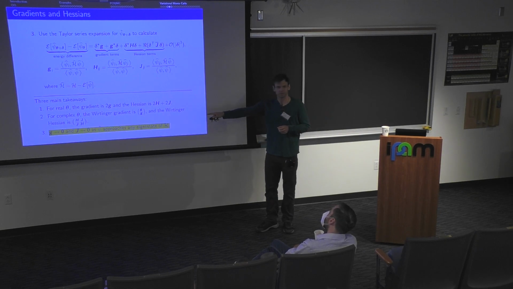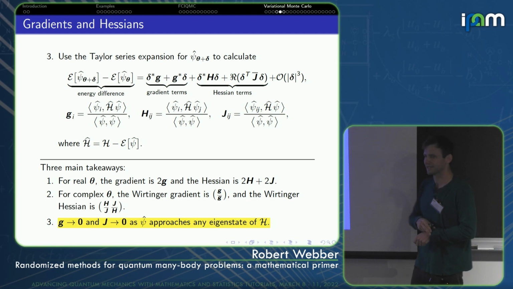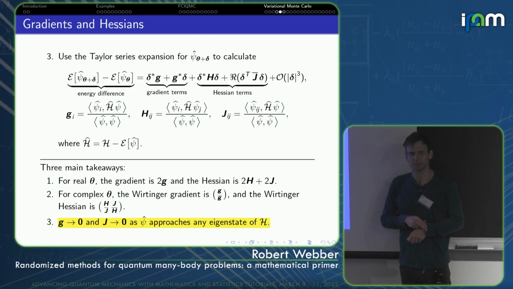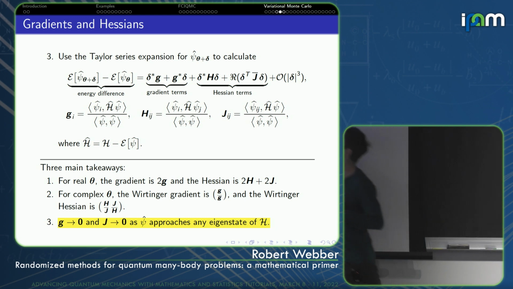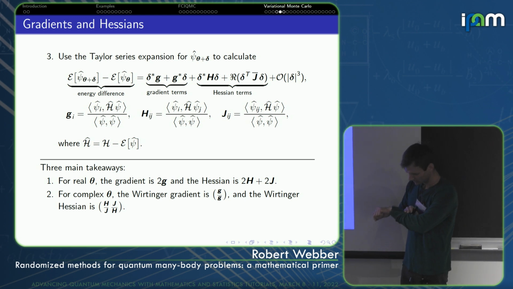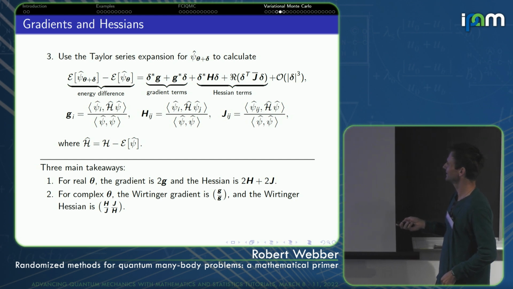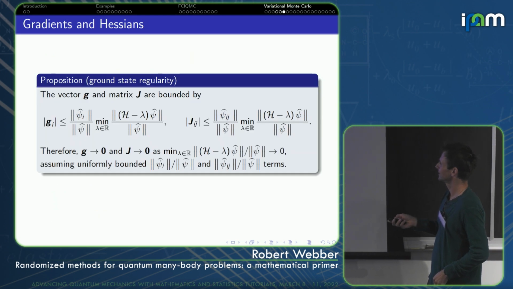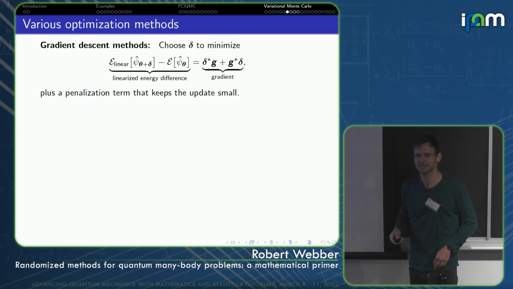This gets better. G goes to 0, and J goes to 0 as you approach any eigenstate of H. So you get a very simple structure where you've just got the energy and one part of the Hessian. I have 5 minutes. How am I going to use them? I'm not going to prove that. I'm going to take you through optimization and then sampling.